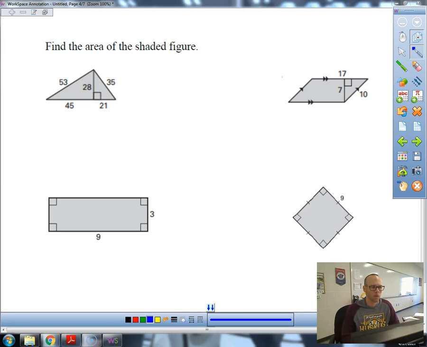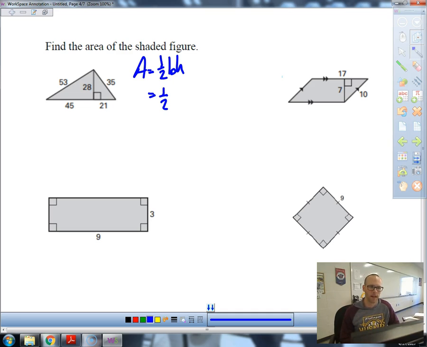All right, let's start with this. This is a triangle. Our area formula is 1/2 base times height. We're going to go 1/2. Now, what's my base? What's my height? I have to look for the height first. Where's my perpendicular segment that I know? This is my perpendicular segment right there. That's my height. So if I'm choosing 28 as my height, the base has to be the side that's perpendicular to it, okay, which is this right here.